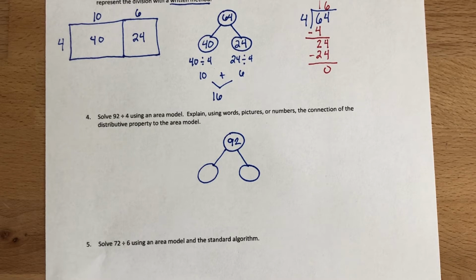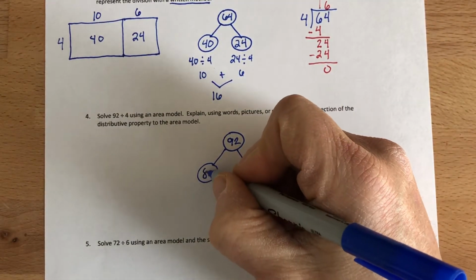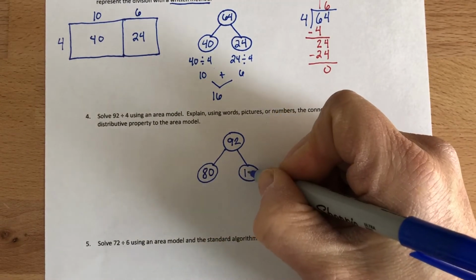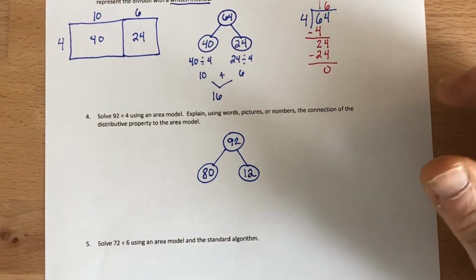That's right. If you said 80, you're correct. Now, can we split that 92 into an 80 and a 12? I think so, because 3 times 4 is 12, right? And 4 times 20 is 80. So that's what we're going to do. We're going to split this into an 80 and a 12. That's some major thinking right there, outside the box.